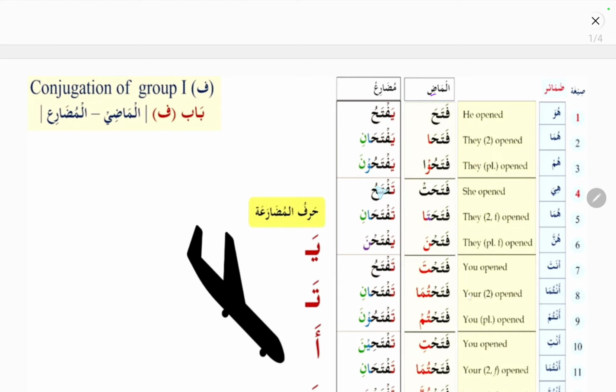So here you can see taftahu. Taftahu means she opens, she is opening, or she will open. So taftahu is the feminine form and yaftahu is the masculine form. This taftahu can also be seen here: taftahu, you open, but we will come to know this taftahu in the conjugation of a verb.